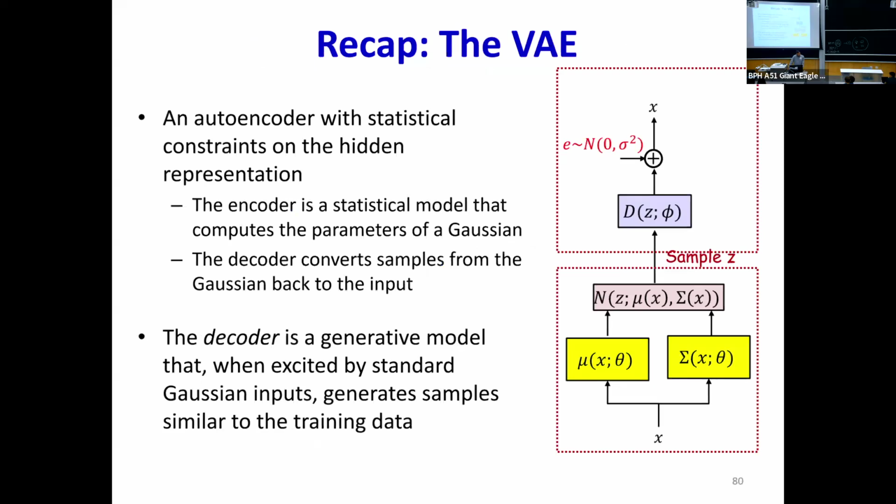So this is the variational autoencoder. Again, the variational autoencoder is an autoencoder with statistical constraints on the hidden representation. The encoder is a statistical model that computes the parameters of a Gaussian. The decoder converts samples from the Gaussian back to the input. And the decoder here is a generative model that, when excited by standard Gaussian inputs, generates samples similar to the training data. Okay? Any questions?